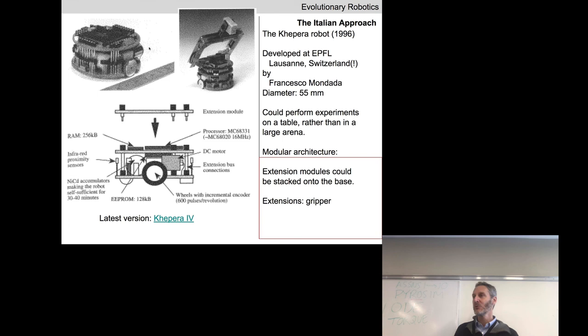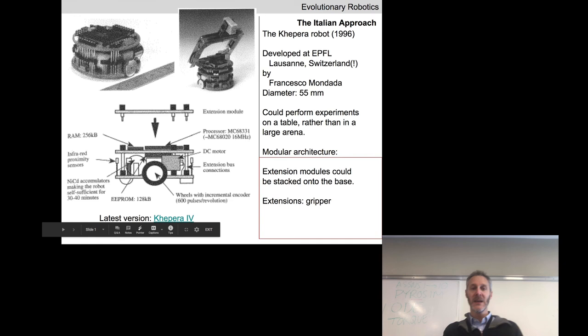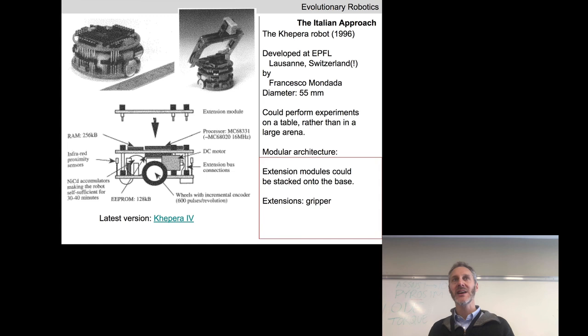As you can see, it's got two wheels. And the nice thing about the Khepera, and there are still versions of it you can buy to this day, is that it's modular. You can stack additional layers on top that give you additional sensors and motors. Like, for example, this little gripper here, which is picking up a little sugar cube. The nice thing about a hockey puck sized robot is obviously you can perform experiments on a tabletop and observe what happens.